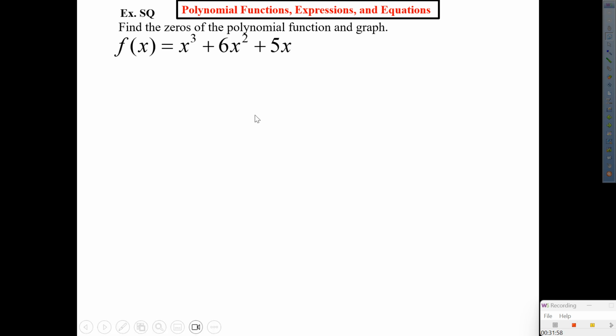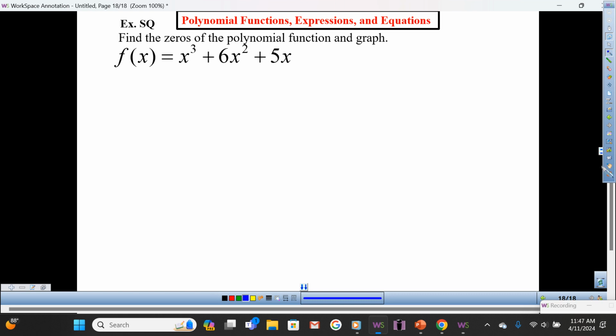All right, copy this next one. Example, super cube. F of x equals x cubed plus 6x squared plus 5x. And for the rest of you, I'm going to give you a head start. Share with your neighbor what you're doing really quick, so that Anthony can get us started with this one. All right, Anthony E. What do I do?